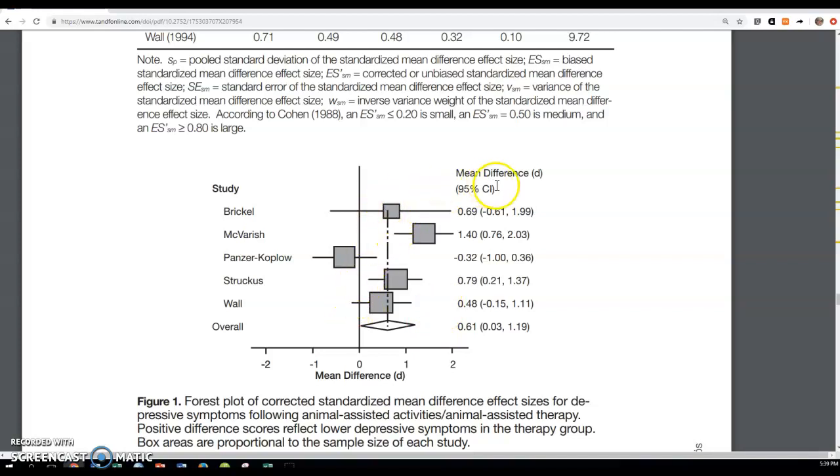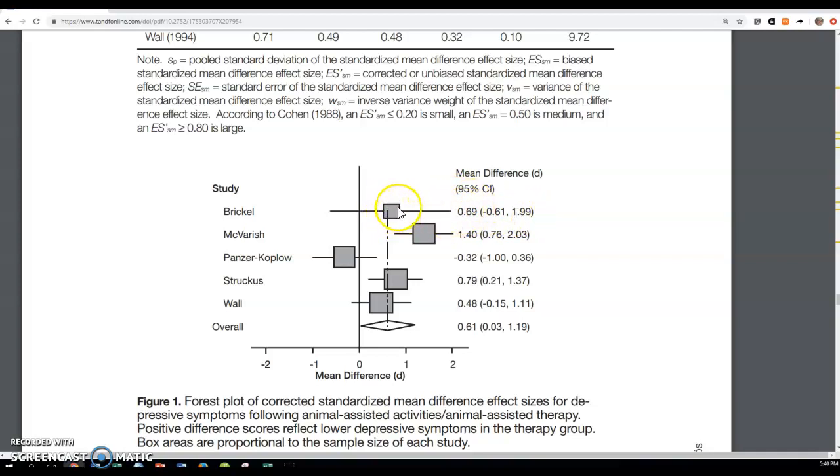They're drawing the confidence interval in a slightly different way than we're used to, but it's the same idea. So the confidence interval on their effect size would be the far left side of the line and the far right side of the line. Those would give you the two numbers for the confidence interval.